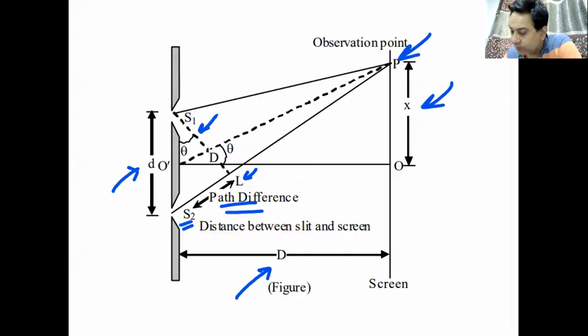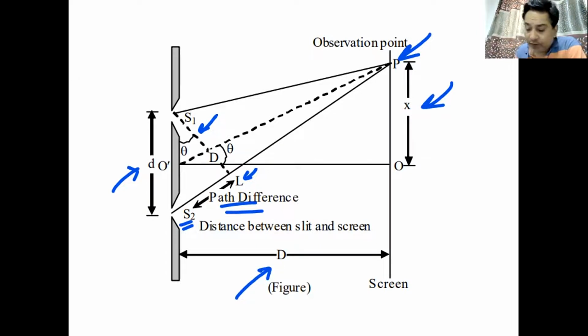Okay, have you drawn this diagram? Hello, beta? Have you drawn this diagram, beta? The microphone is working.